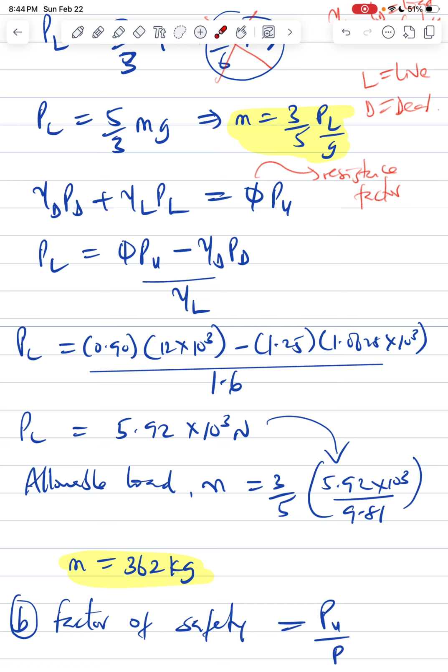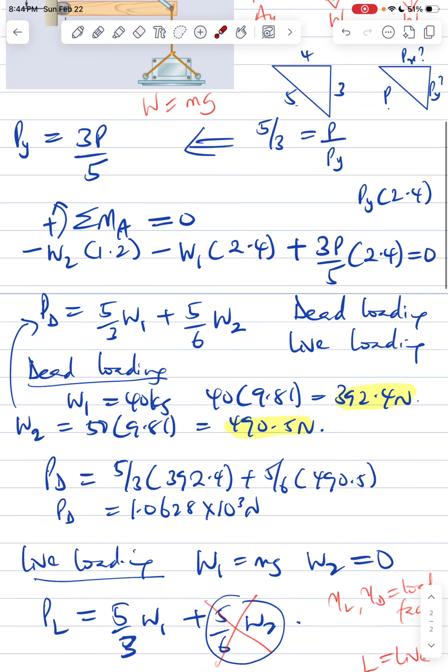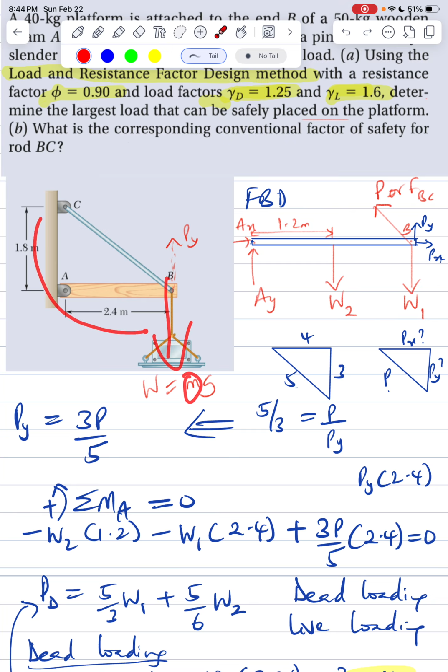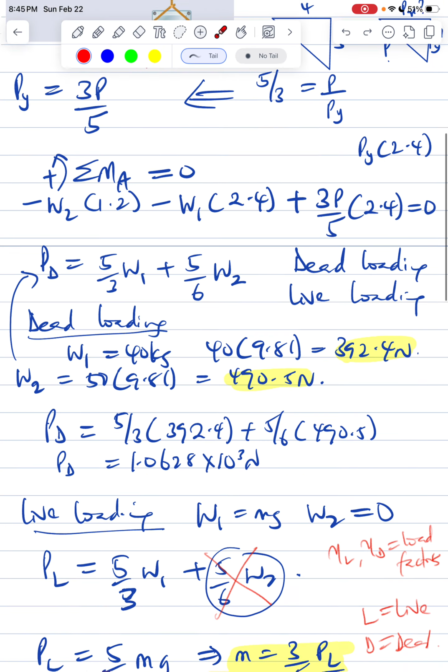Then to calculate the allowable load, meaning once you know the mass, this is the maximum mass you can add on this side. This W equals mg. This is the maximum load you can add in this place for this structure to remain safe, not to collapse or be destroyed. If you go beyond that m, this fails. So that's basically what we are trying to calculate here.